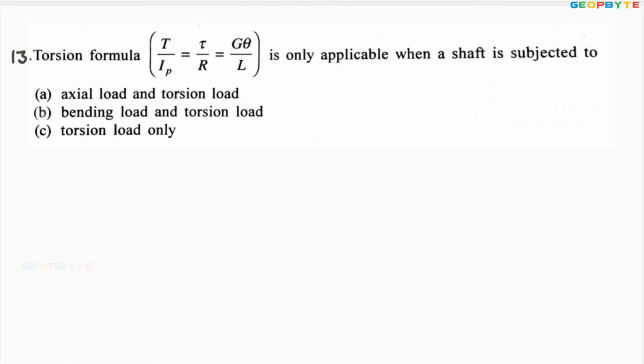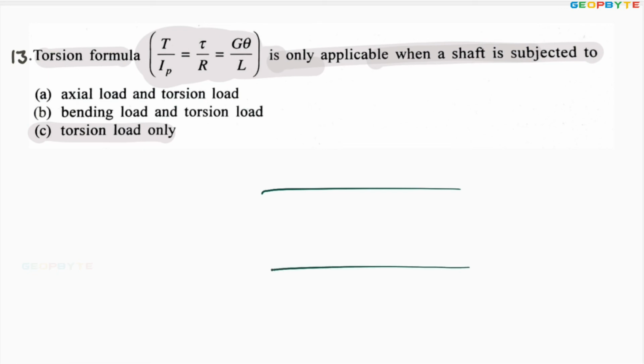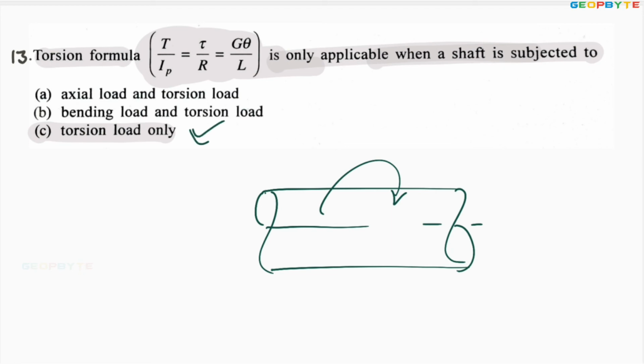Look at the problem. Torsional formula T by J equal to tau by R equal to G theta by L. This is the torsion equation. It is only applicable when the shaft is subjected to torsion only. The torsion equation is applicable only when the torsional load is acting in the shaft. The torsional load or twisting load like this. This may be the axis like this. Twisting load like this. Anyhow, this torsion equation is only for torsion. Option C is absolutely correct. Let us go for the next problem.